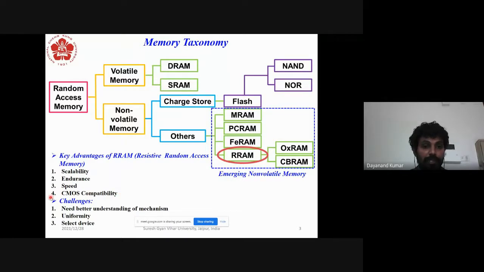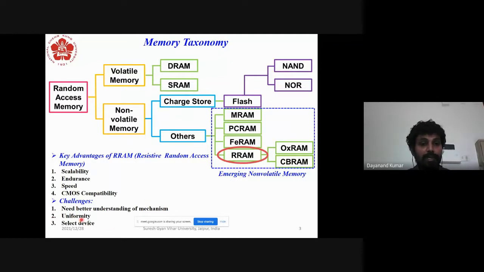If we come to the challenges, everyone has advantages and disadvantages for this memory. We need a better understanding of the mechanism. Basically, as I told you, there is no specific mechanism actually, but people are claiming that the conductive filament forms, or the data is stored, due to either the movement of oxygen ions into the resistive switching layer, or the diffusion of metal ions into the resistive switching layer. So we will discuss that in the future.